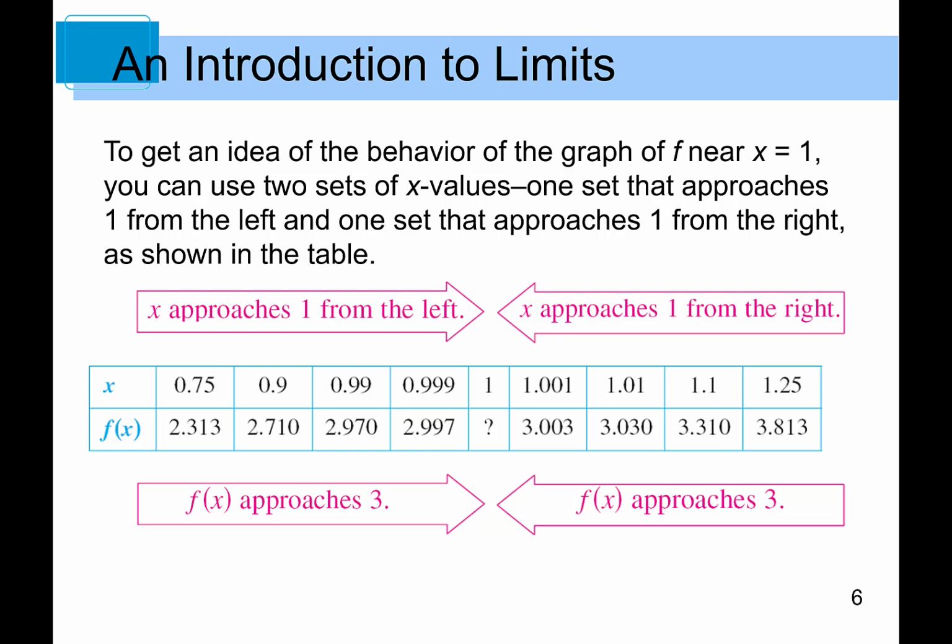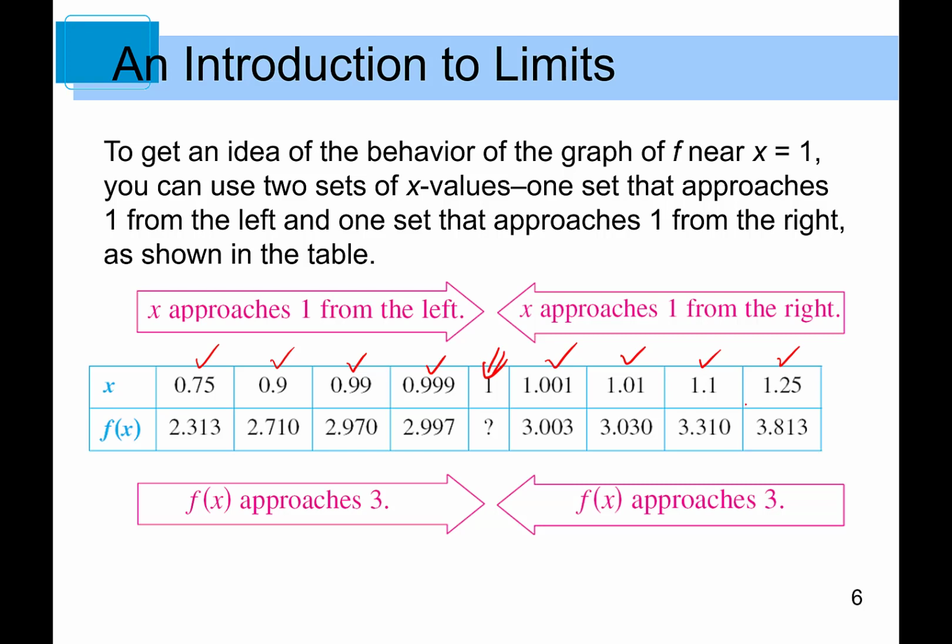One of them is from the left. The values on the left could be 0.999, 0.99, 0.9, 0.75. As you can see, the numbers should be listed in increasing order. So 0.75 is the smallest number among all these selected, then 0.9, 0.99, 0.999, and 1. We try to figure out what happens at 1. That's the goal. And also we're going to pick some values on the right hand side of 1: 1.001, 1.01, 1.1, 1.25. Again, it's in increasing order.